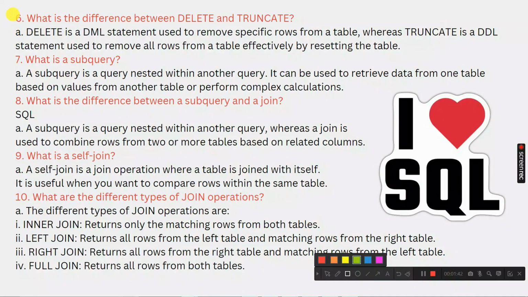Okay. Then the next question is, what is the difference between delete and truncate in SQL? So the main difference between delete and truncate is, delete is a DML statement which is basically used to remove specific rows from a table, whereas truncate is a DDL statement that is basically used to remove all the rows from a table effectively by resetting the table. Okay, so delete is used to remove specific rows from a table, whereas with the help of truncate you can delete the entire set of rows from a particular table.